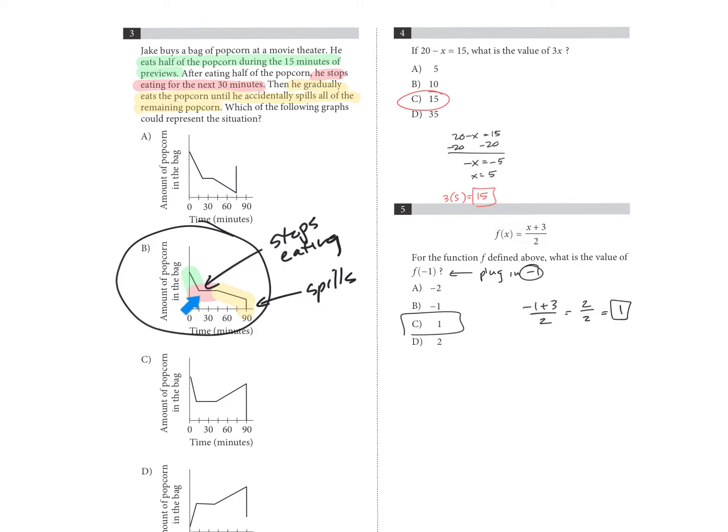B is the answer. You can see what happens here. He's eating, stops for 30 minutes, eating, and then spills, right? So that would be a good representation.